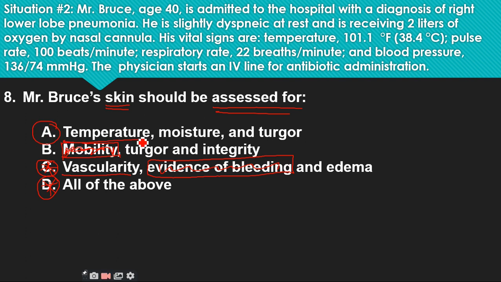That's temperature. We're going to assess if the temperature is warm, and moisture, because if the skin is dry, that indicates the possibility of dehydration. The skin turgor also has to be assessed properly, to see if the skin returns back as soon as it's being assessed. As much as possible, there has to be normal skin turgor. So the best answer for number 8 is letter A. I hope you have the correct answer. Answer for number 8, letter A.